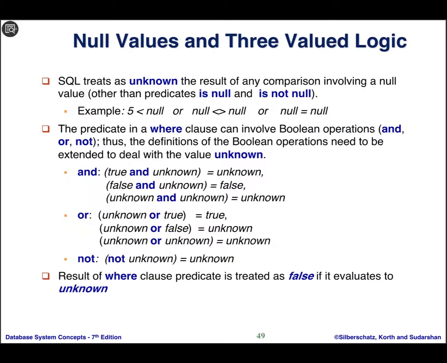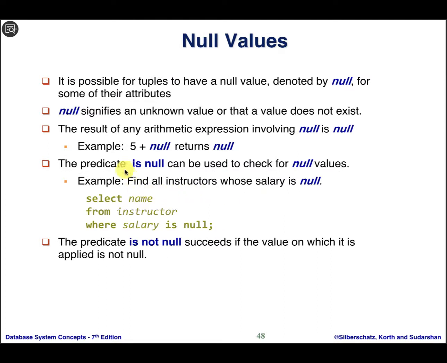Okay, so let me go back a little bit here, just to remind you. We said that the result of any arithmetic expression involving null is null. 5 plus null multiplied by null is going to be null. Okay, good.